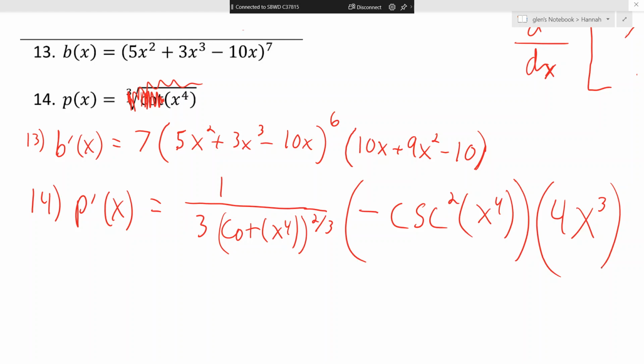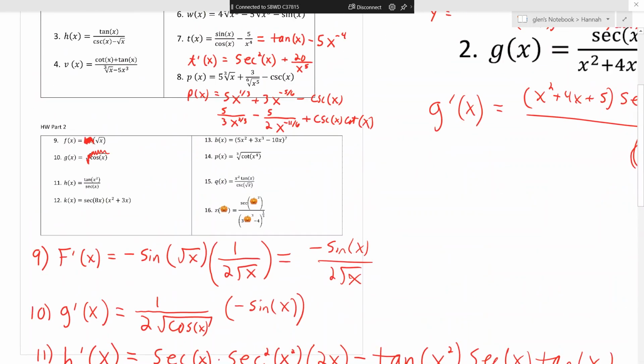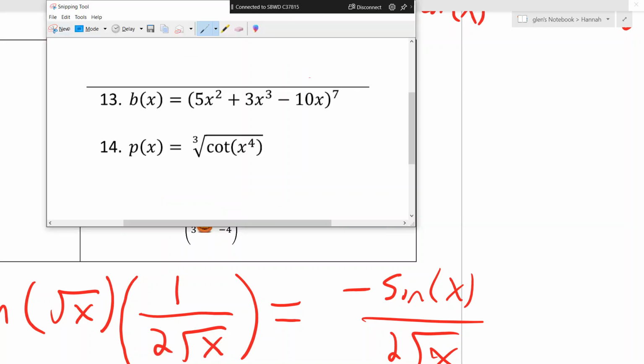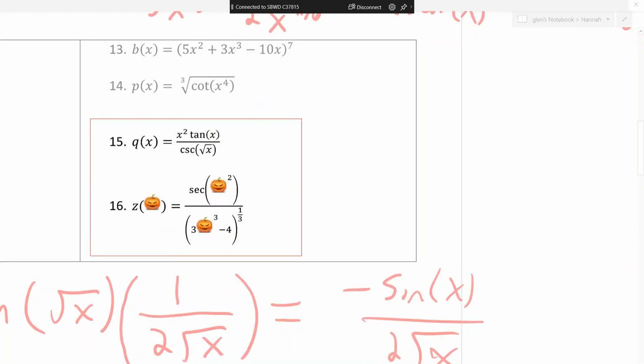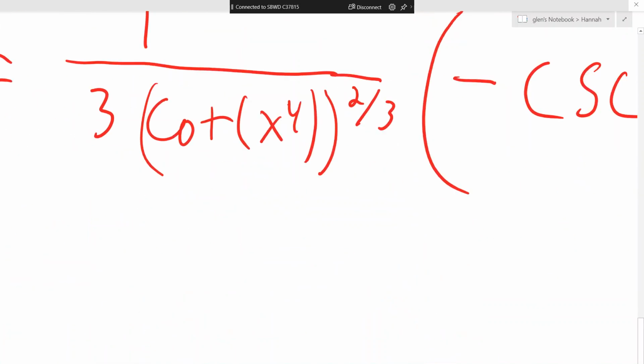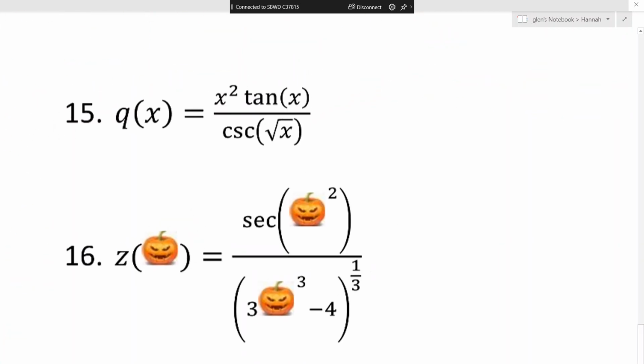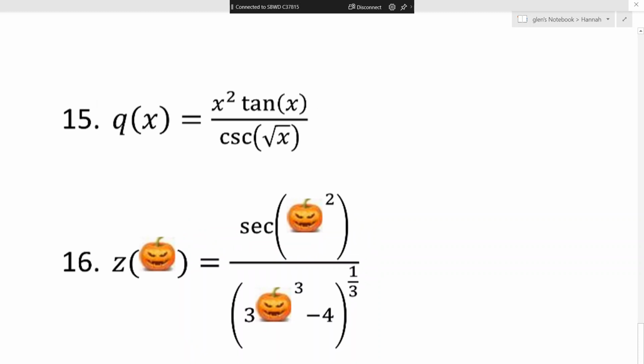Right. And then last two. Oh, 16 looks stupid. I don't want to do 16. 16 is not bad. It took me a little bit of work to get that pumpkin in there. All right. You think Word just has that pumpkin in there? No. I had to search for that.